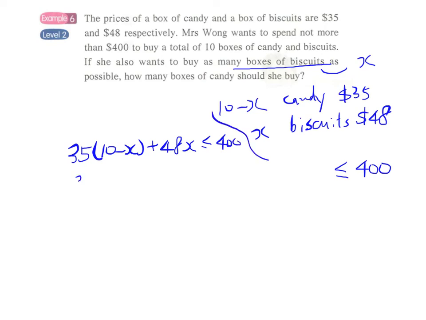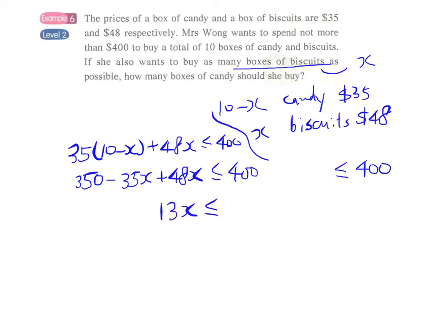And we can simplify this. 350 minus 35x plus 40x less than 400. And therefore the left-hand side becomes 5x, and the right-hand side will be 400 minus 350, which is 50. And therefore x will be less than 50 over 13.